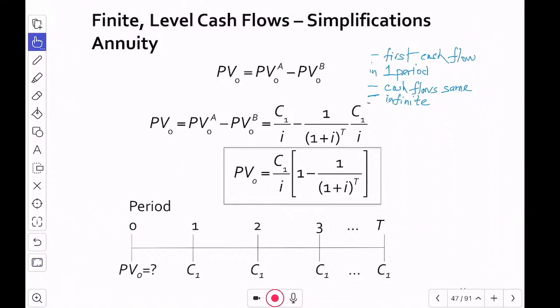Okay, so these were the conditions for the perpetuity, but now the difference is the first cash flow is in one period, the cash flows are the same, but they're not infinite, right? So still those rules apply. The first cash flow is in one period and the cash flows are the same. So I'm going to use the symbol C1 because they're all the same. And I use the 1 subscript because that reminds me that it's one period from now, right? So that is an annuity.